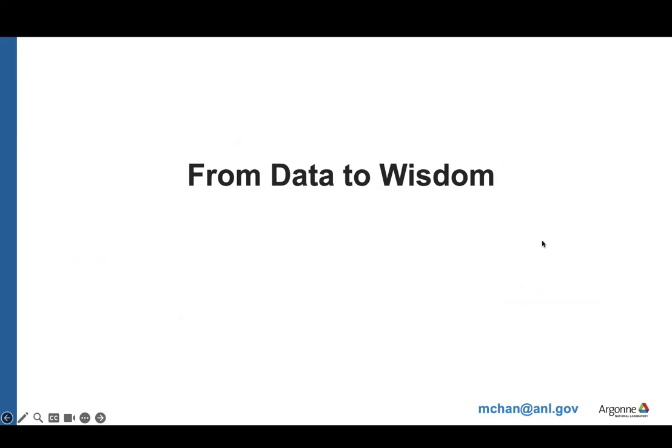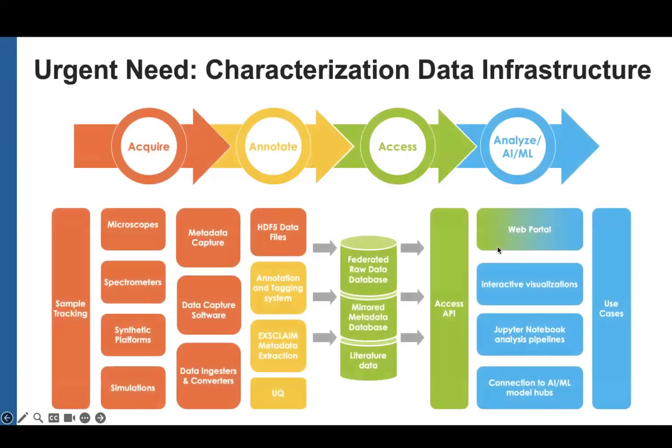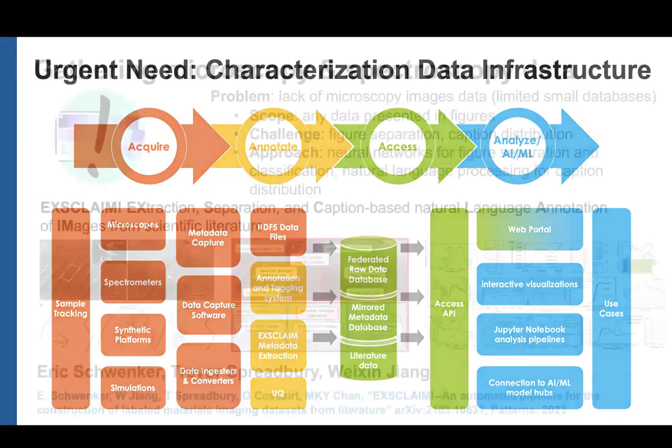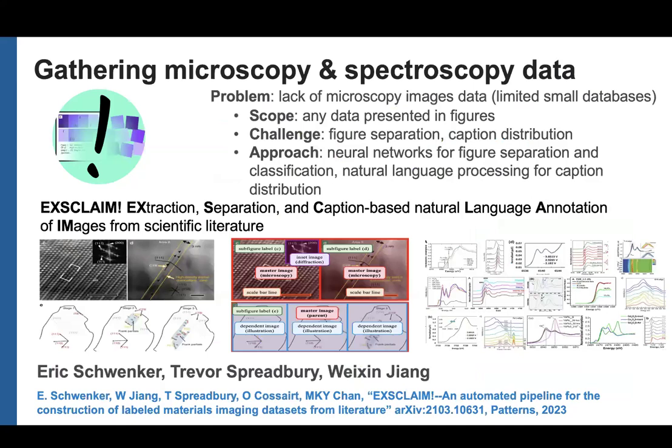So all this work has led us to a hunger for experimental data. For those of us who grew up in the academic sense, moving towards the high throughput computation era, the fact that experimental data is much harder to get a lot of and standardize is a pain point. So we have been working on characterization data infrastructure together with some other nano centers. We are also in parallel working on gathering microscopy and spectroscopy data from literature.